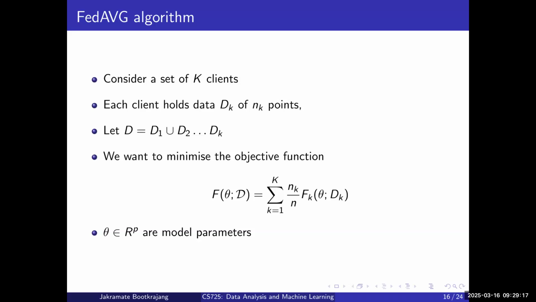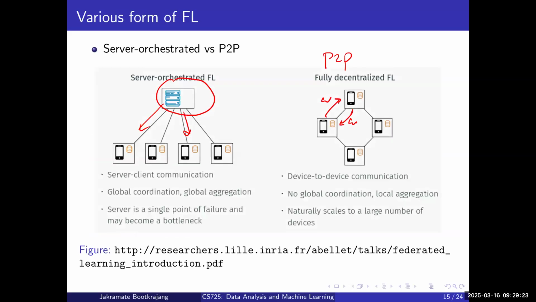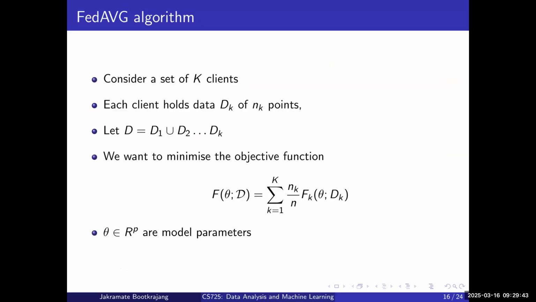So now we are diving into the algorithm part. I told you that in the server client setup, the server gets the weight from the client and wants to combine them, but I haven't told you how to combine. So we need to have some algorithm to combine all the weights together.